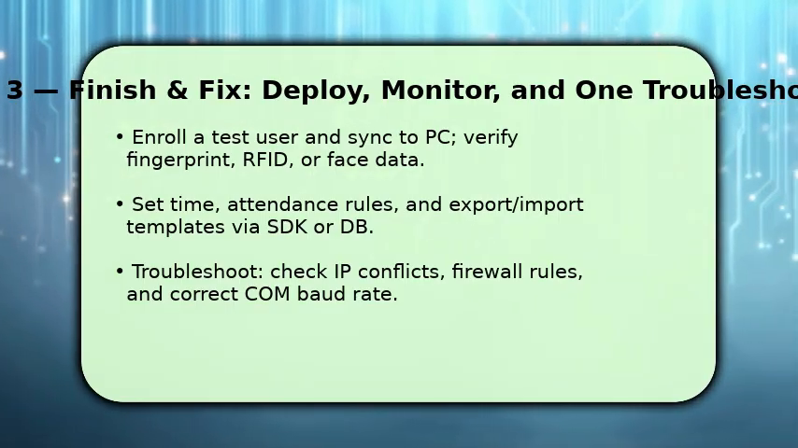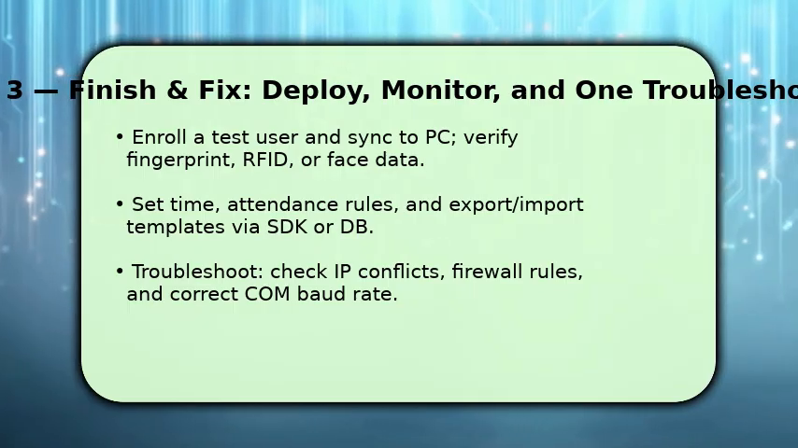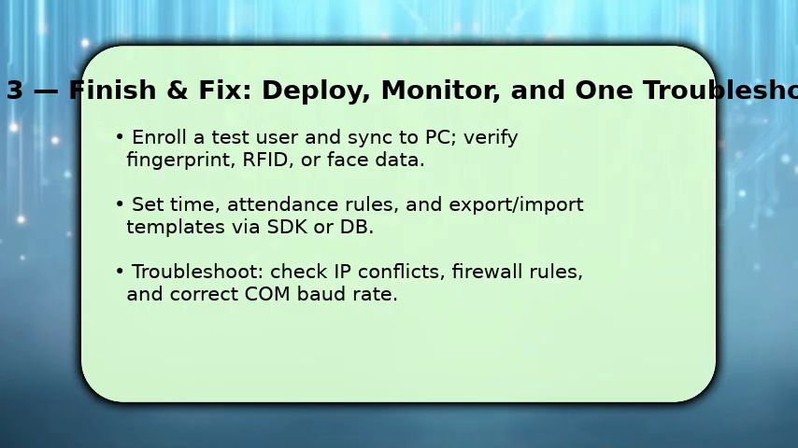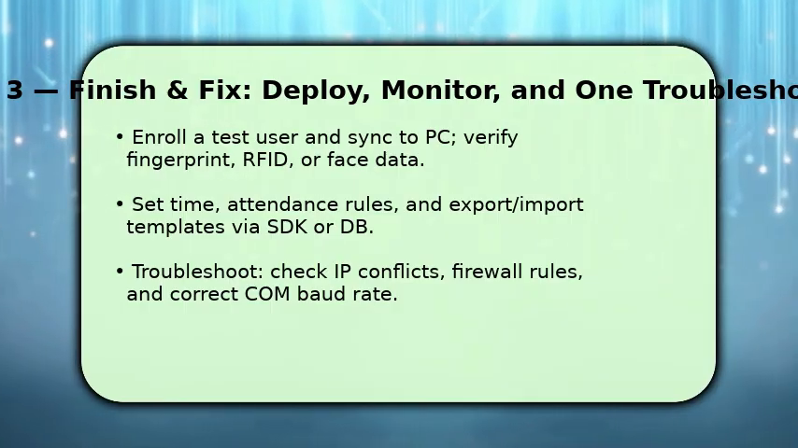If something fails, first check for IP conflicts and firewall blocks, then confirm the COM baud rate and parity. Resolving those typically restores communication quickly.